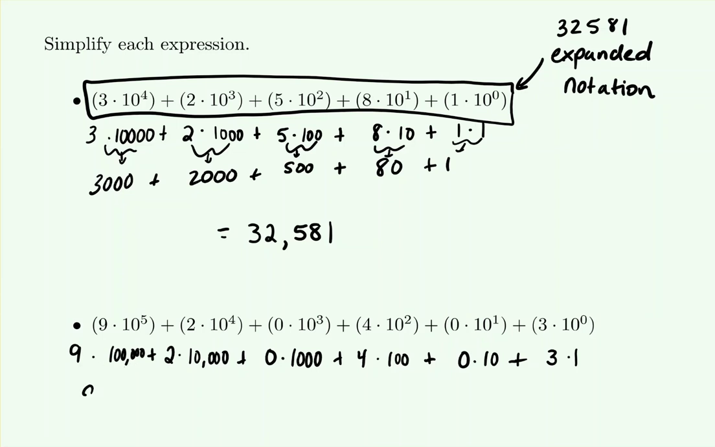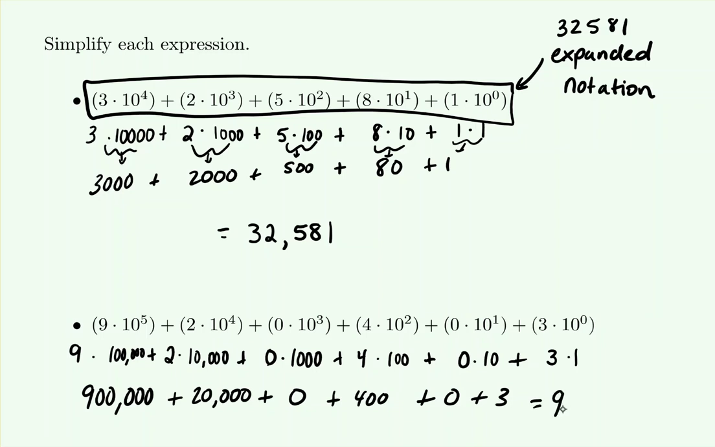Simplifying this term by term, we get 900,000, plus 20,000. Now 0 times 1,000 is 0, so we're adding 0 there. 4 times 100 is 400. 0 times 10 is 0, plus 3, which would simplify to 920,403.